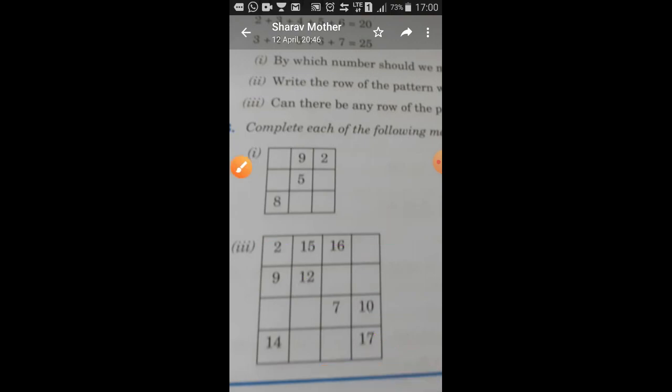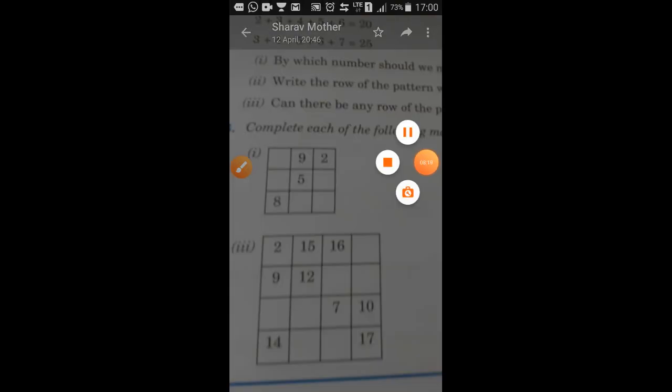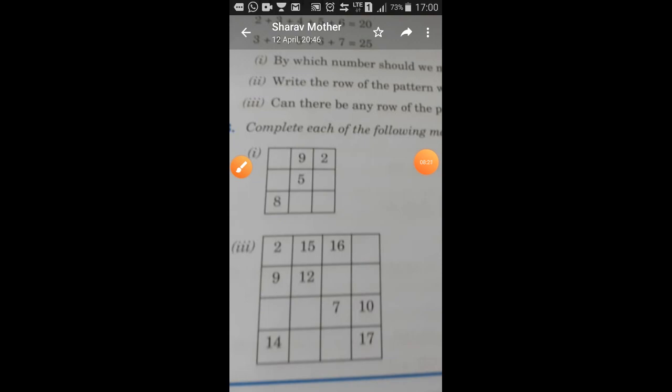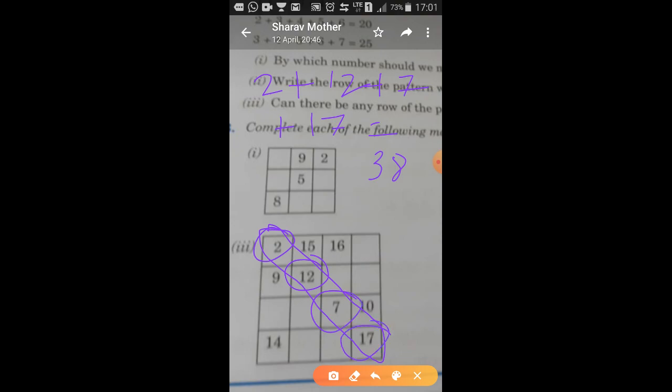Understood? So let's look at it again. So this corner to corner is completely filled up. So first we will add this and try to calculate the sum. What is 2 plus 12 plus 7 plus 17? 2 plus 12 is 14. 14 plus 7 is 21, 31, 38. So 2 plus 12 plus 7 plus 17 is 38.